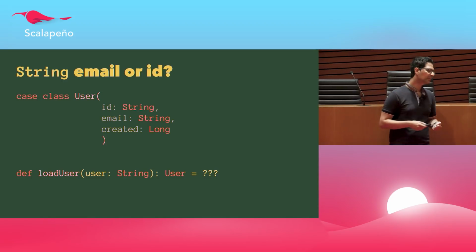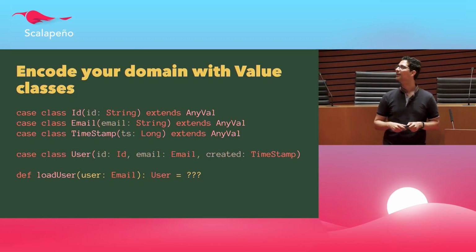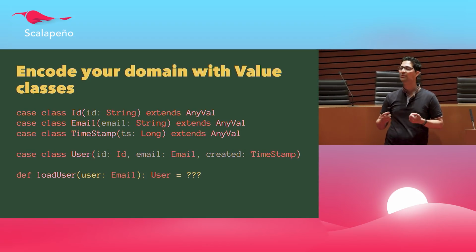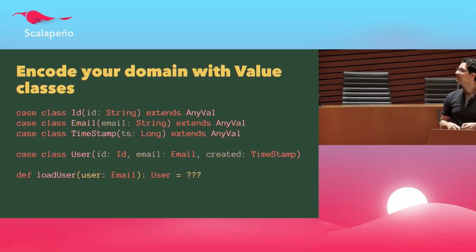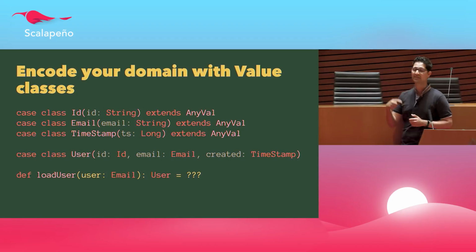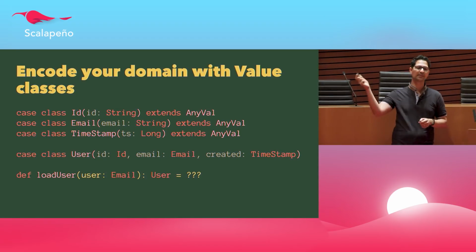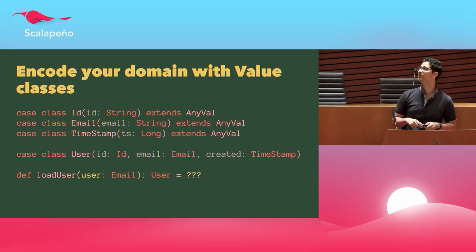And the way to put some domain knowledge in your values, right? I want this load user function to take an email. So the way to do it is to use value classes. And basically, these value classes are just a simple pattern. You wrap your simple type, and you extend AnyVal. And now you get a nice type, right? My load user takes an email.